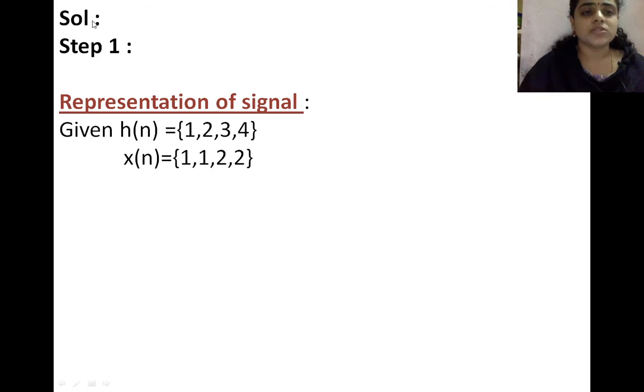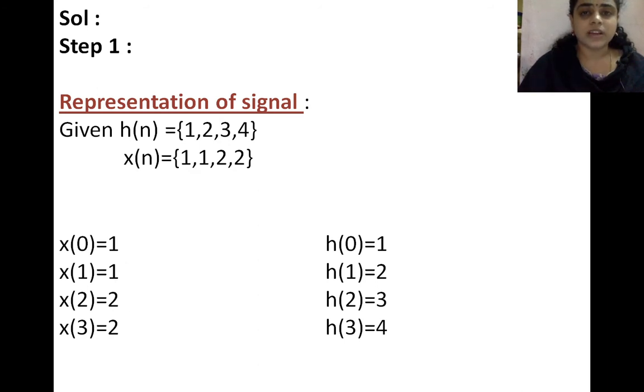So now the solution. In the solution, step 1 is representation of the input signal. Given h of n is equal to 1, 2, 3, 4 and x of n is equal to 1, 1, 2, 2, you have to write them clearly like this. What is the 0th sample of x, what is the first sample of x, in x of n and h of n. x of 0 is equal to 1. Next, x of 1, the first sample value, is equal to 1, the second sample value is equal to 2, the third sample value is equal to 2. Like that you have to first write for x of n and h of n.